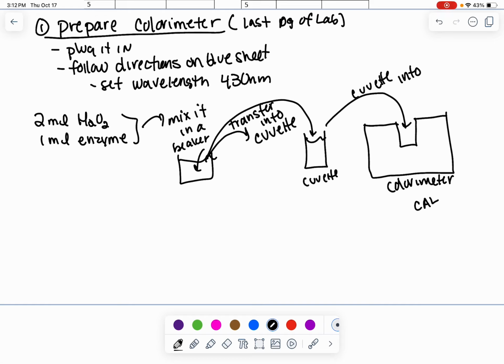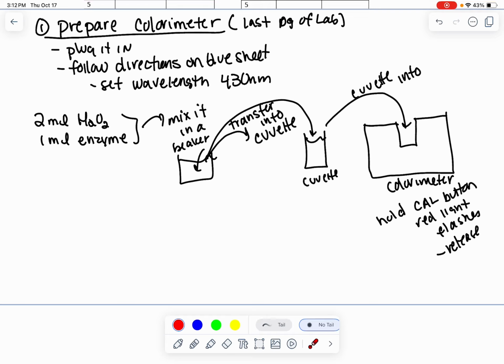You're going to hit the calibrate button. You're going to hold that down, and when the red light flashes, you know that it's ready and you're done. Then you're going to release the button. So this is just going to be our blank, basically. You're going to have to do that before we even start, just to set our colorimeter. At that point, there's going to be a reading on here. You'll be able to read the absorbance.